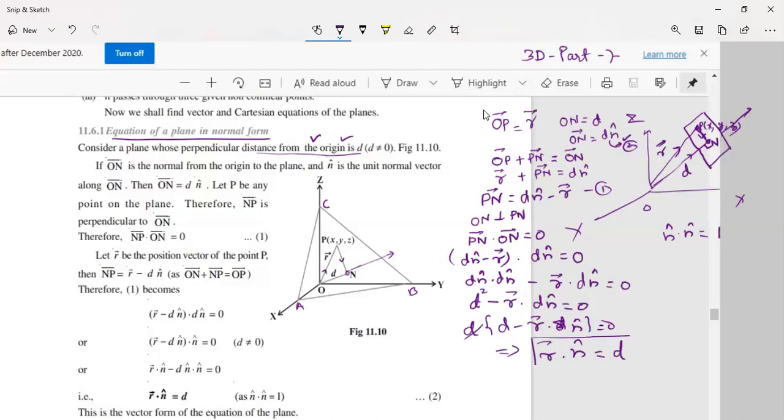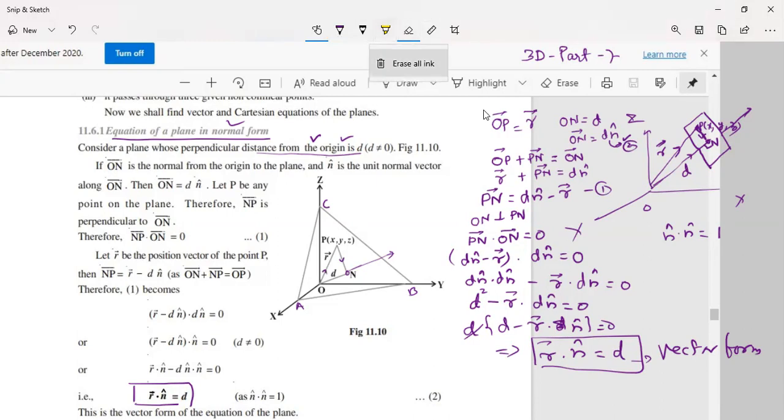So this is the equation of a plane in the normal form. It is called normal form because we have given ON as a normal perpendicular distance. ON is a perpendicular distance. So we got this equation in the vector form. If you want to write the equation in vector form, we should know the distance d that we can put here, and the n cap unit vector we can substitute, and get the equation of the plane in vector form.